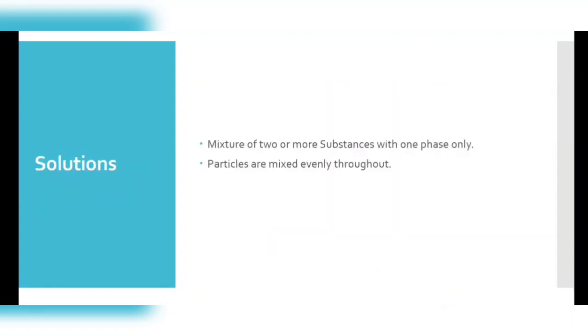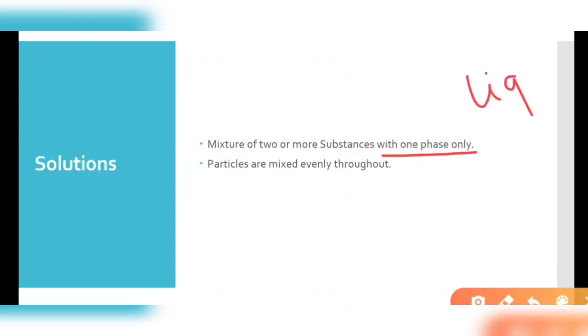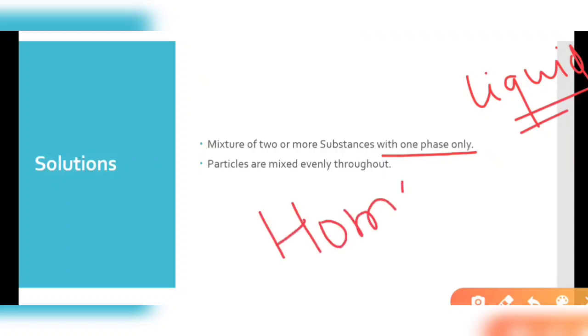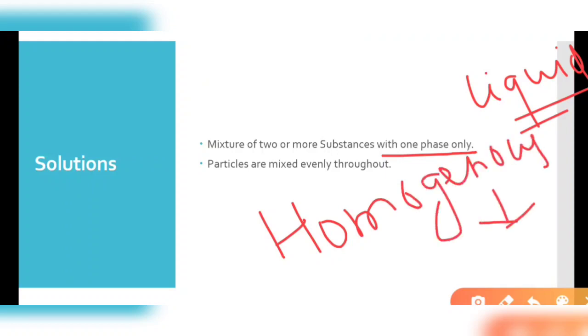Solutions. Solutions are mixtures of two or more substances with one phase only. Means they could be in a liquid phase or a gaseous phase. When two or more substances mix together and become one phase, whether it is liquid, solid or gaseous, then the mixture is known as a solution. And as I have already told you, one type of homogeneous mixture is a solution.